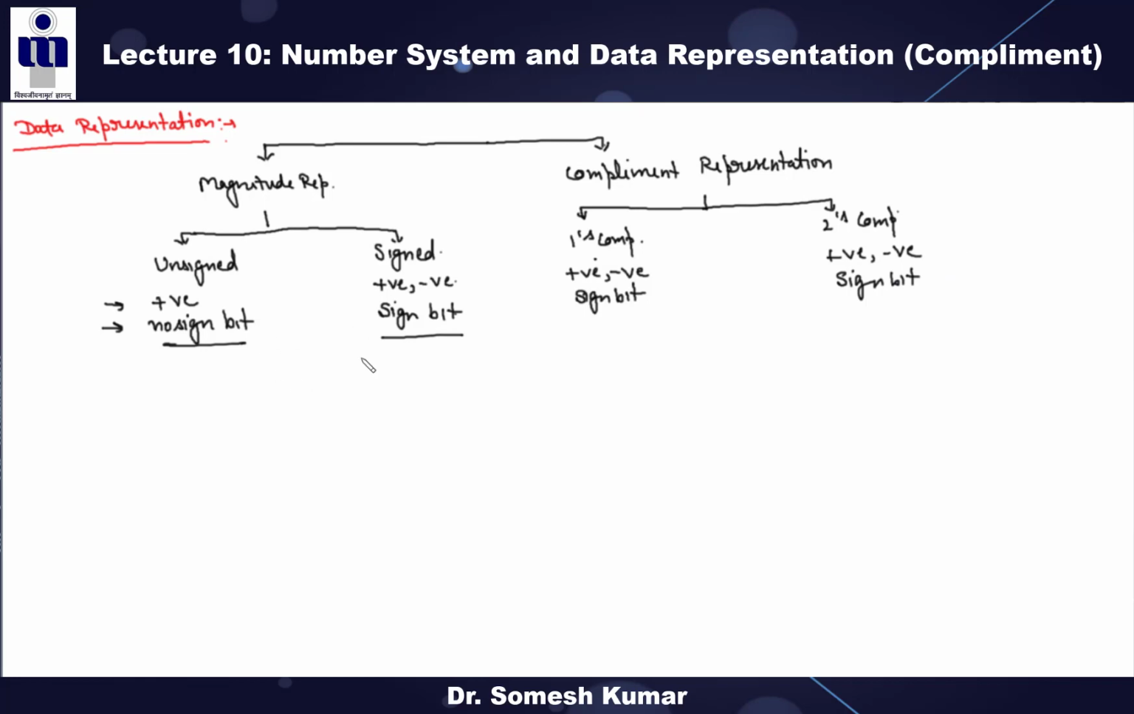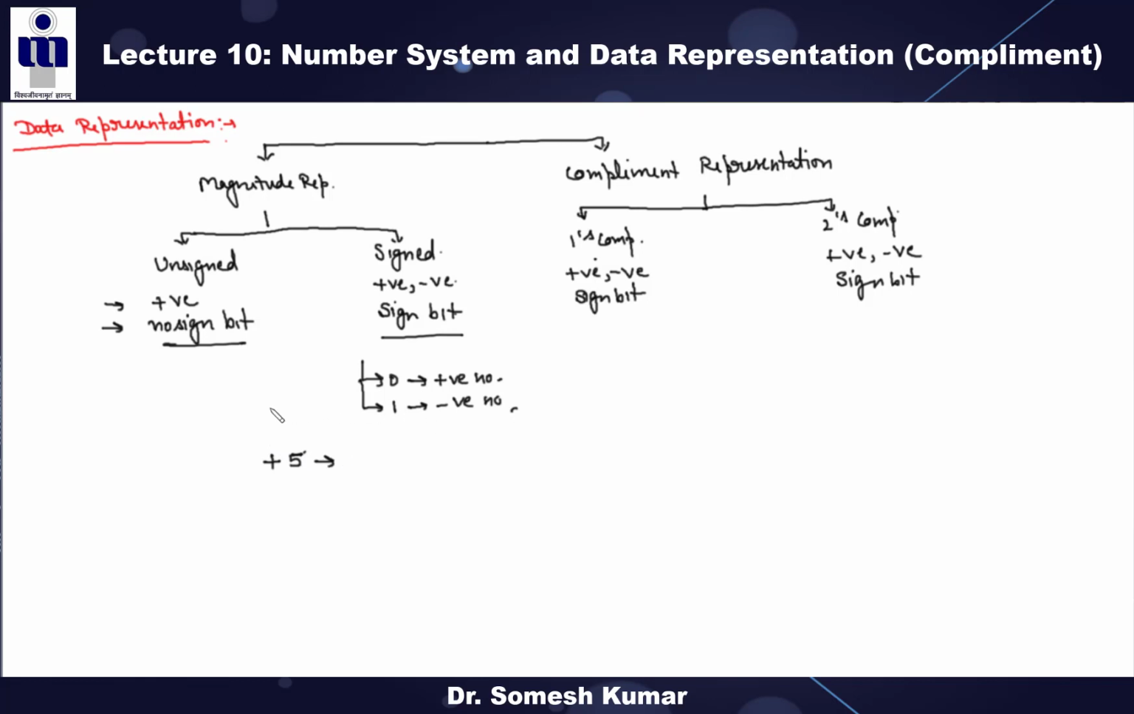The sign bit here is: if the sign bit is 0, it means it is a positive number. If the sign bit is 1, it means it is a negative number. So for example, plus 5. How can we represent plus 5?